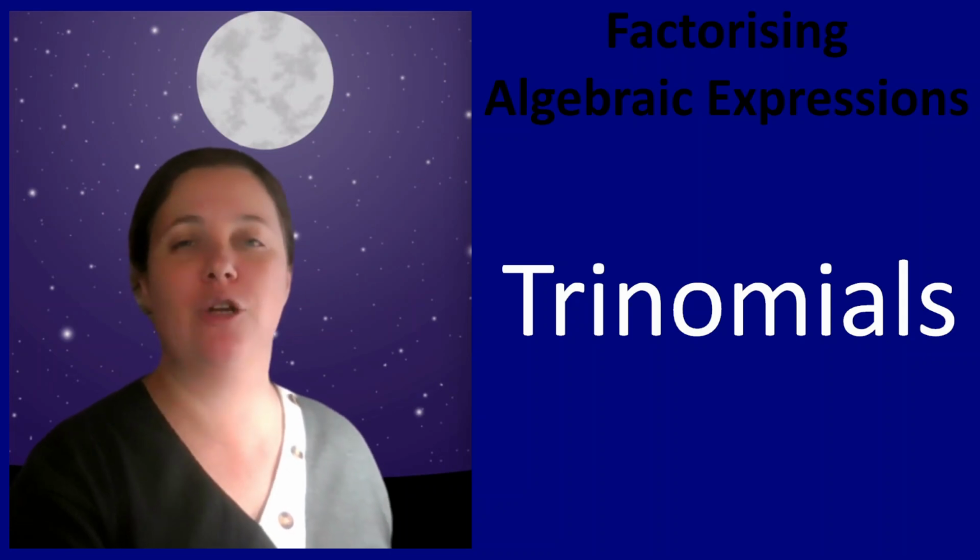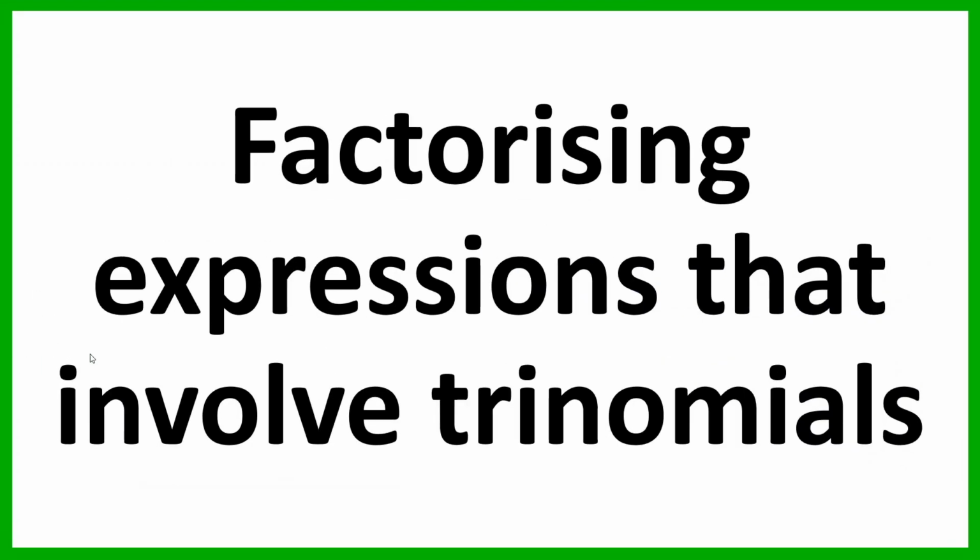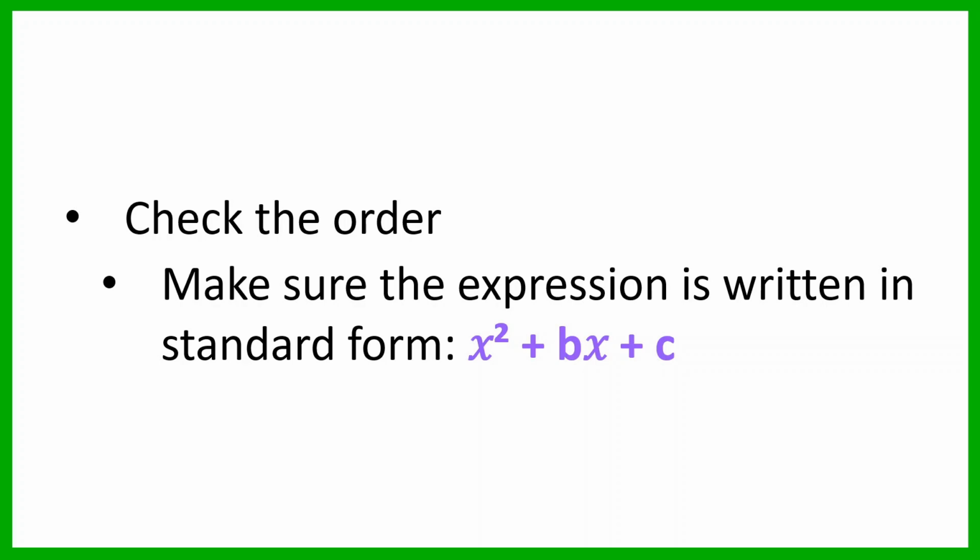Hi, today we're going to be learning about factorizing algebraic expressions that involve trinomials. The first thing you need to do when you are factorizing a trinomial is make sure that the terms are in the correct order. It needs to be in the form x squared plus bx plus c. In future years, you're also going to have trinomials in the form ax squared plus bx plus c, but for this year, we're just going to be doing x squared plus bx plus c.